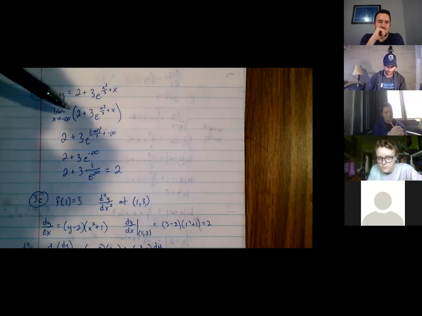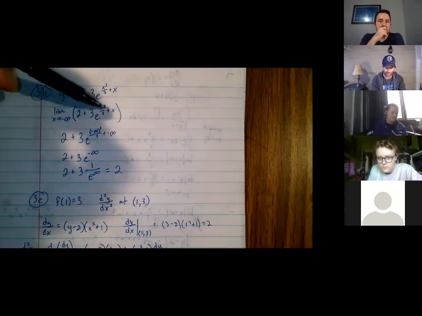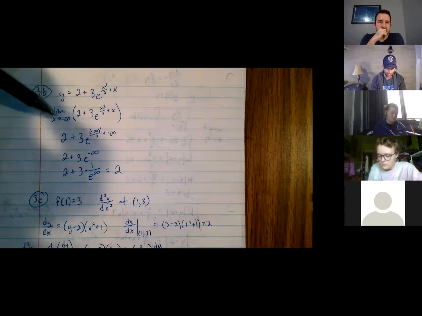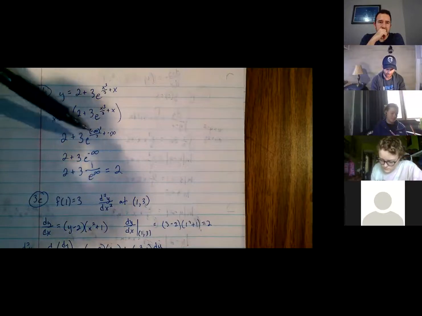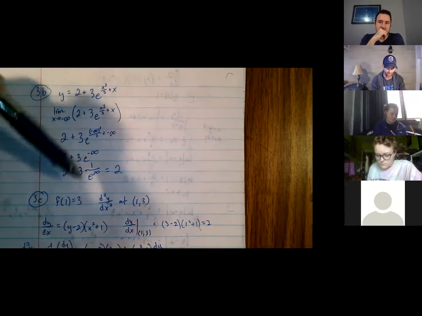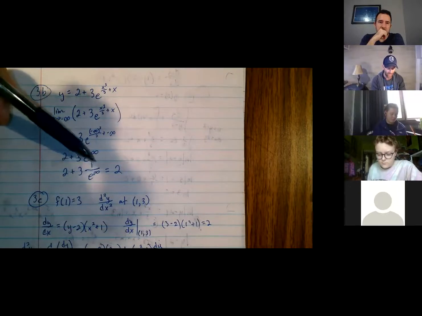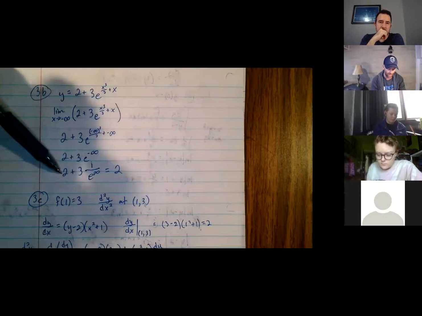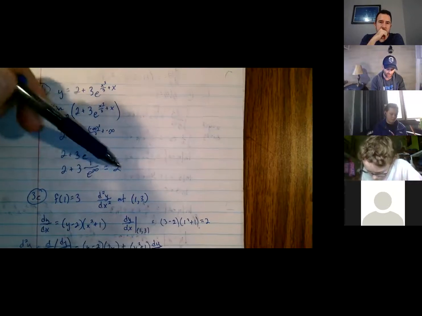And so we have this 2 plus 3e to the x cubed over 3 plus x, and we plug negative infinity in. So we do that, and then we get down to here, and we realize we have e to the negative infinity, but e to the negative infinity is 1 over e to the infinity, which approaches 0. And so you have 2 plus 3 times 0, so you end up with just 2.